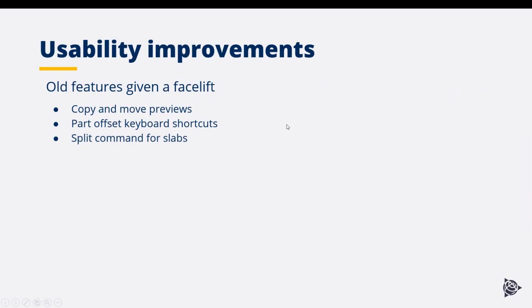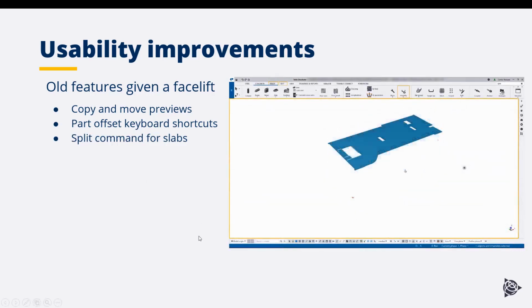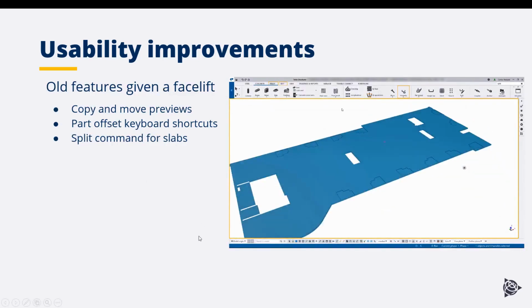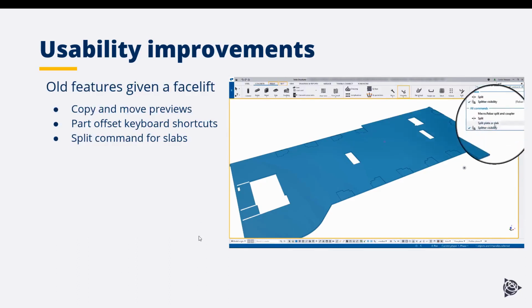And finally, we have renewed the old split command to now work much better for slabs. It was a very good command for splitting beams and columns and this kind of longitudinal extrusion type of objects, but not really for slabs and plates. Let's see how to use it in action. You can find the command in the quick search.